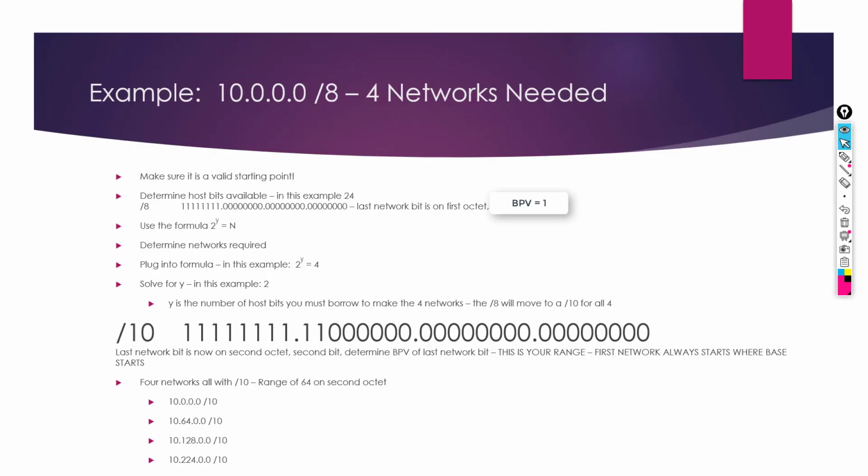So here's an example. 10.0.0.0/8, we need 4 networks. Make sure it's a valid starting point. This is. Determine host bits available. In this example, we have 24 host bits available to us. We're trying to get 4 equal sized networks. We're doing subnetting. Use the formula 2 to the power of y equals n. Determine the networks required, and that's been given to us. Plug it into the formula. Solve for y, and in this example we solve 2 to the power of y equals 4, and we find that y equals 2.